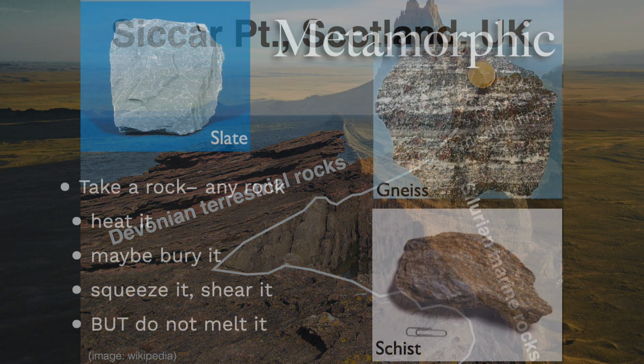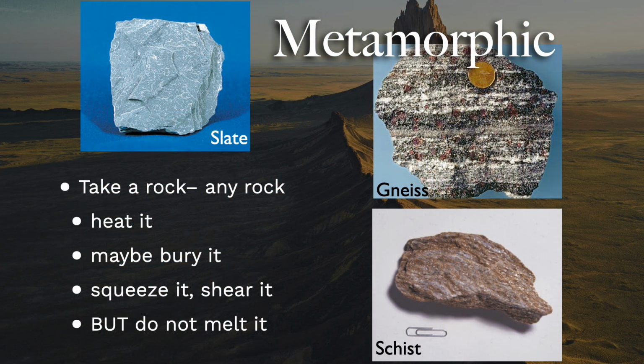Okay, so this brings us to our third and final rock category, which is our metamorphic rocks. To create a metamorphic rock, all you have to do is take a rock, any rock that we've talked about at this point, any type of rock you can find, pick one up. Then you can start heating it up. Maybe you bury it deeper and deeper. And as you get deeper, you're going to get hotter.